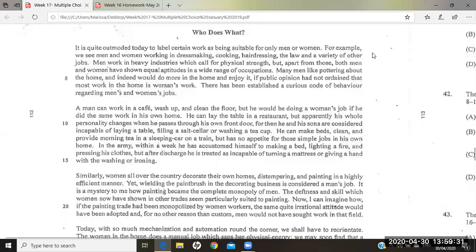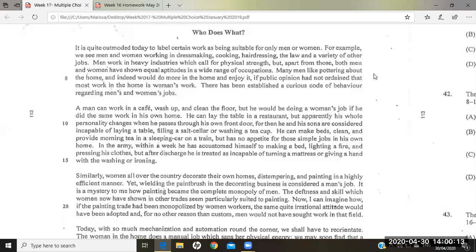So it says, it is quite outmoded today to label certain work as being suitable for only men or women. For example, we see men and women working in dressmaking, cooking, hairdressing, the law, and a variety of other jobs. Men work in heavy industries, which call for physical strength. But apart from those, both men and women have shown equal aptitudes in a wide range of occupations. Many men like pottering about the home, and indeed would do more in the home and enjoy it if public opinion had not ordained that most work in the home is woman's work.